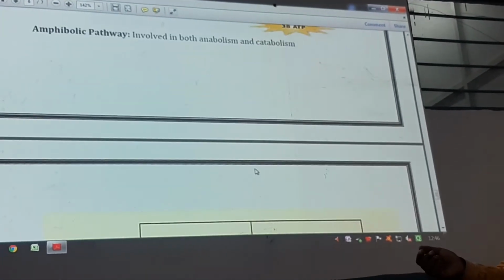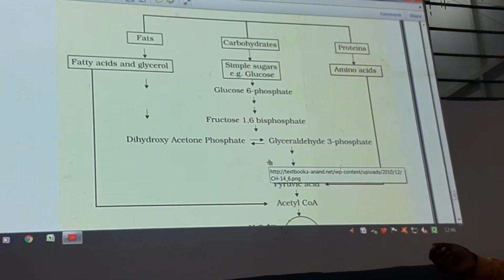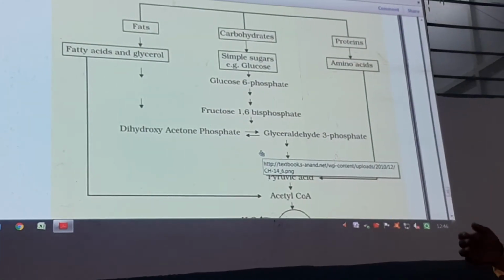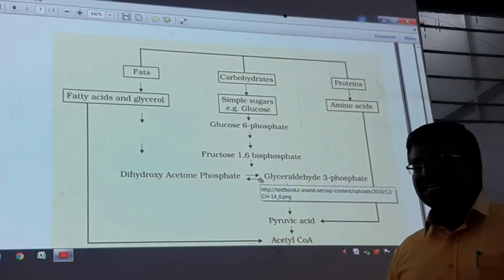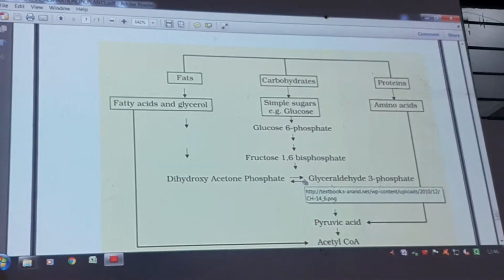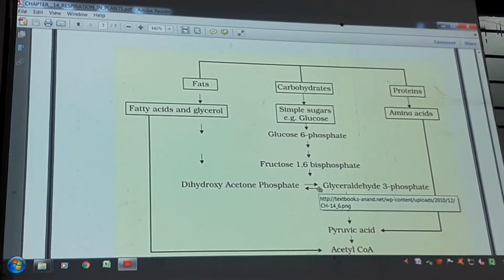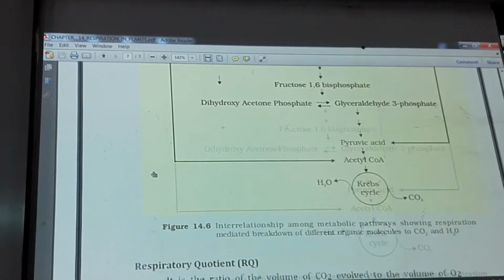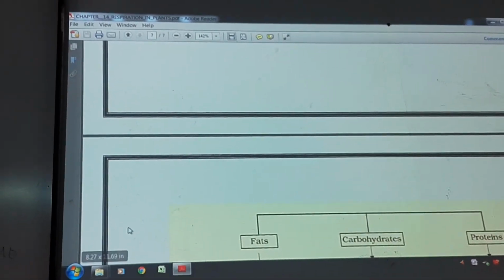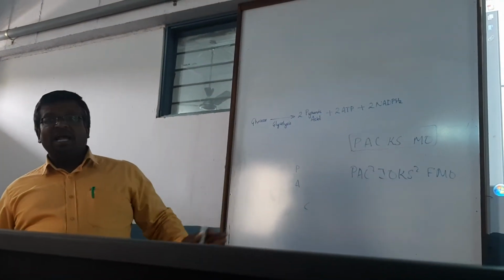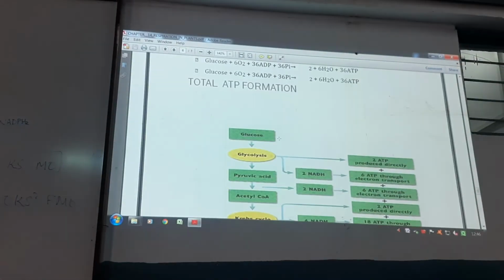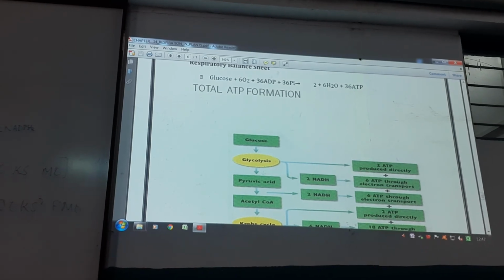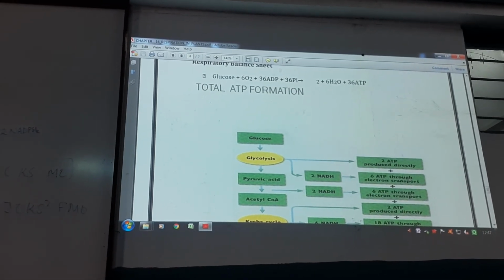So this is the overall reaction which we will discuss in the coming classes. Okay, it is a concise form of it. We will be discussing RQ and other things from the 5 or 10 minutes chapter of it. Tomorrow I will be discussing that. Okay, so this is what you have to understand, especially the energetics, total ATP formation. You should understand it very well. Okay.